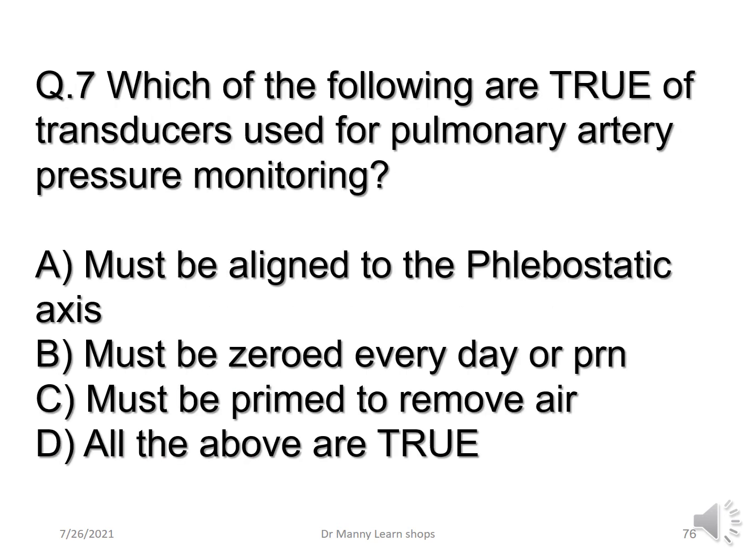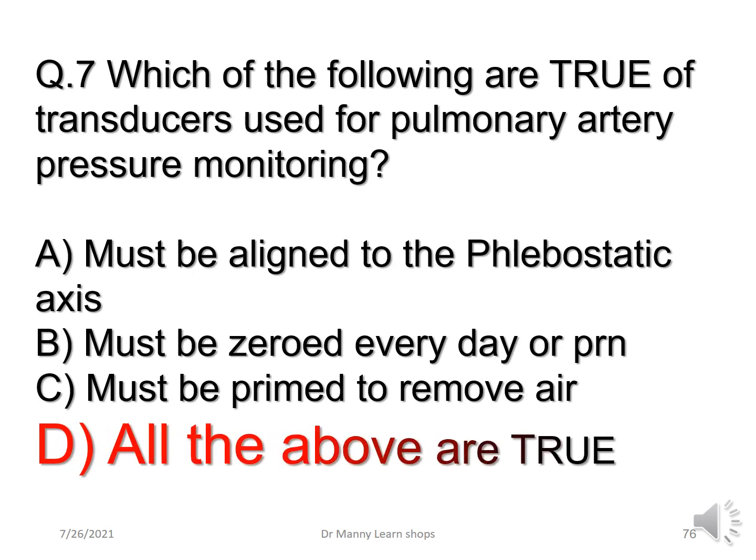Which of the following are true of transducers used for pulmonary artery pressure monitoring? They've got to be aligned to the phlebostatic axis. They should be zeroed every day or as required. They must be primed to remove air before you insert. All the above is true. The correct answer is all the above are true.